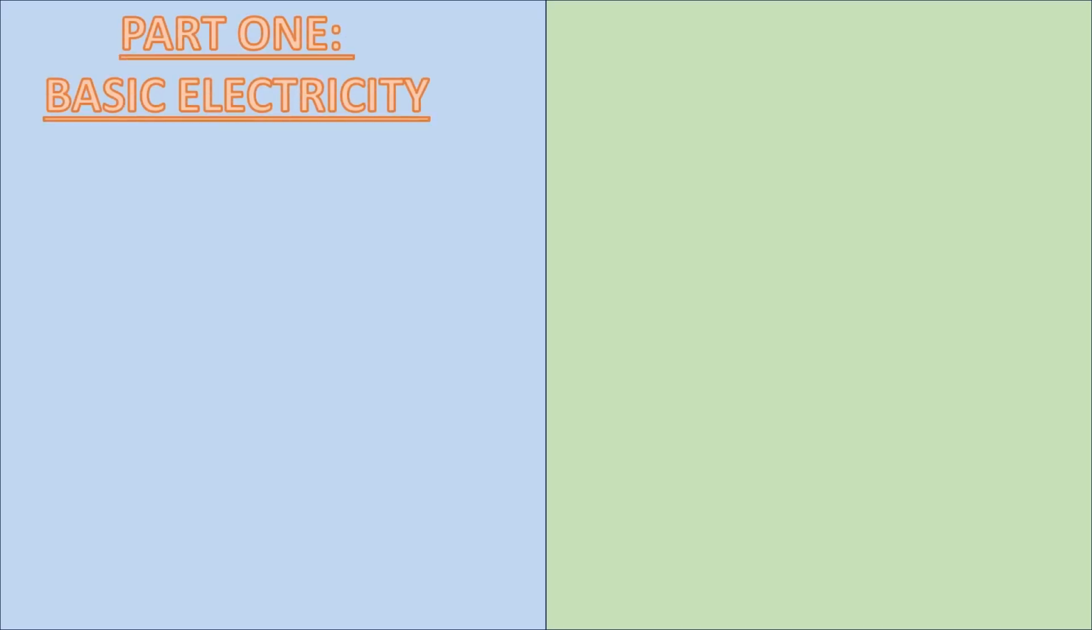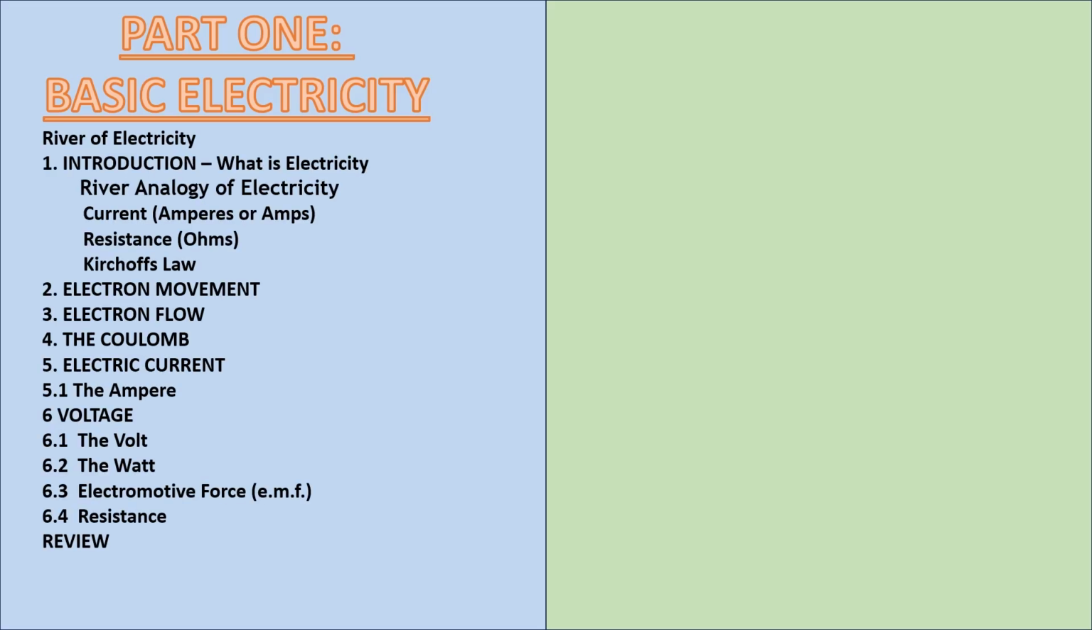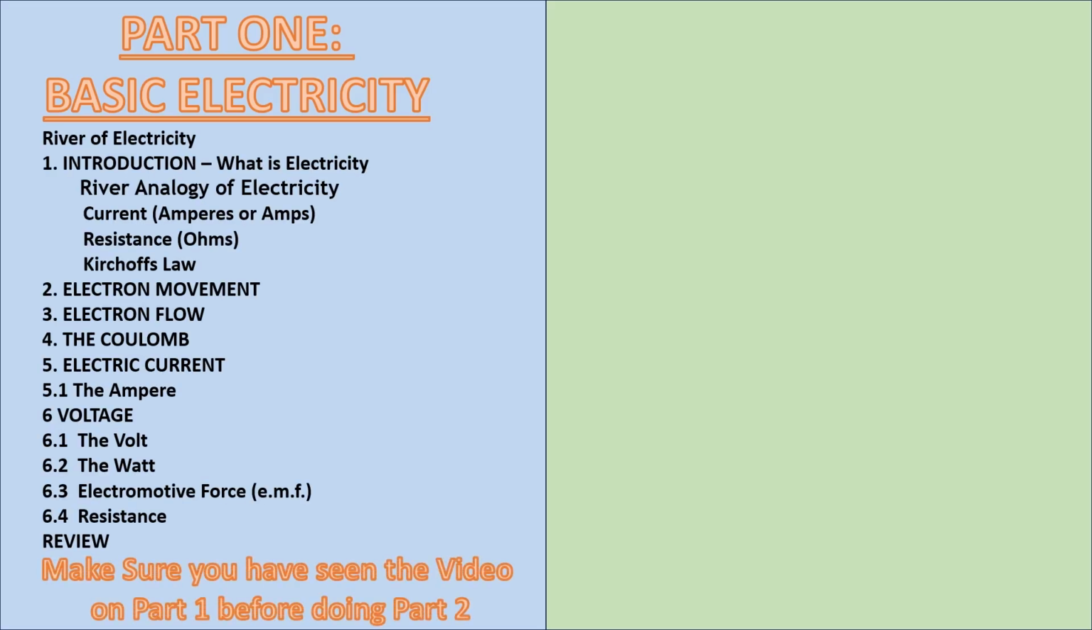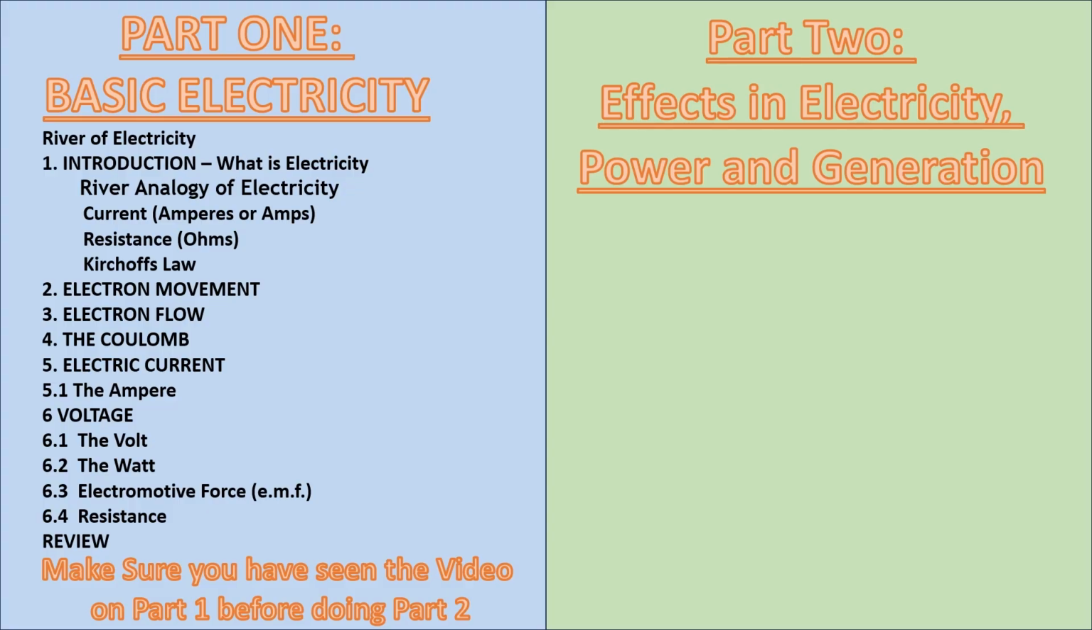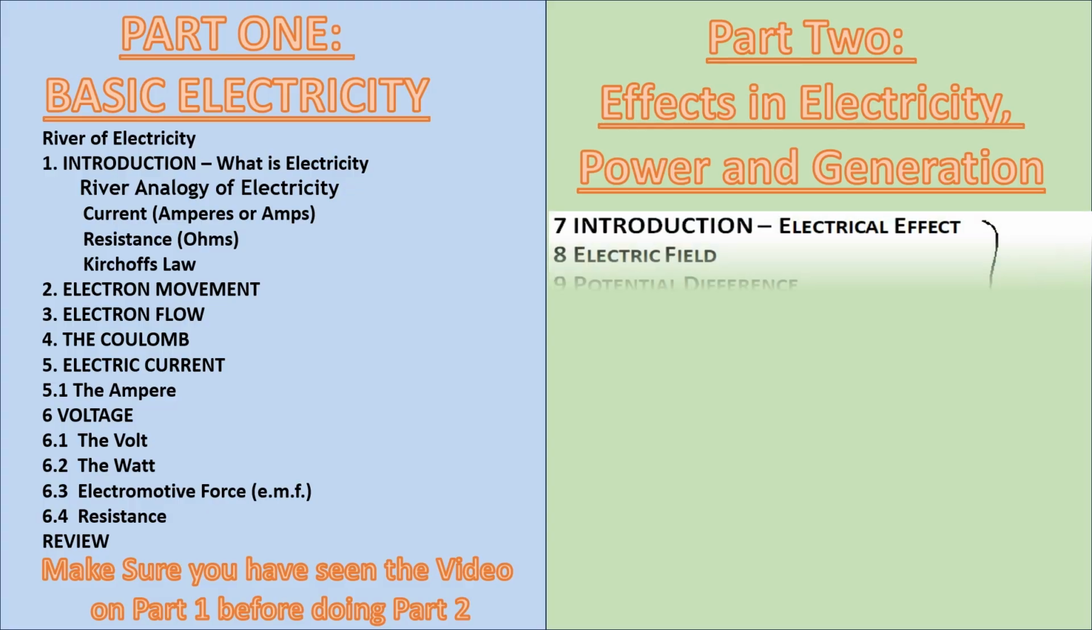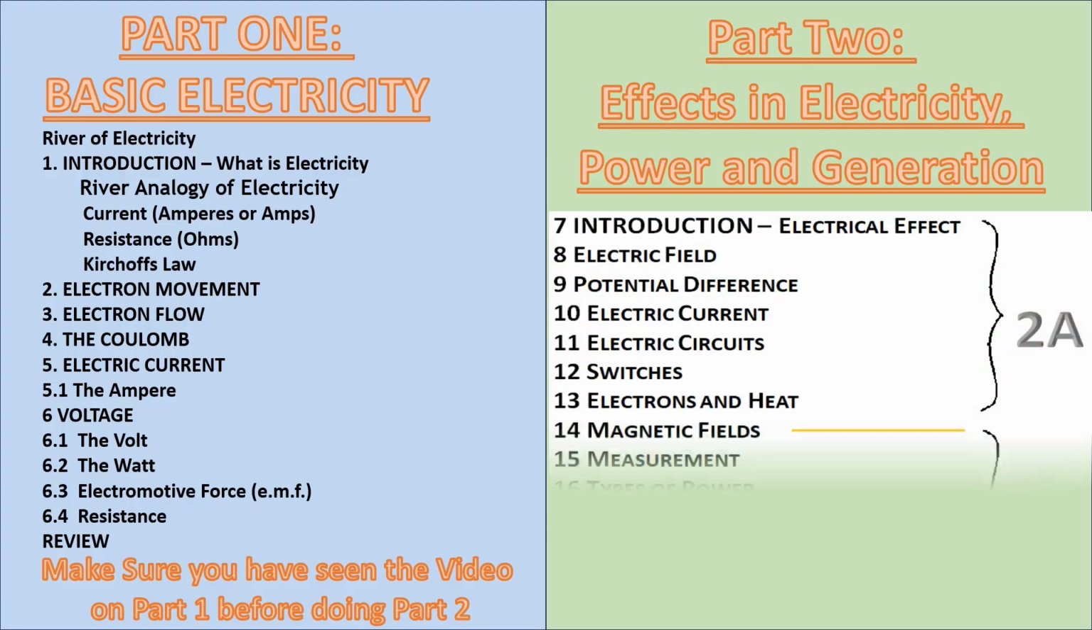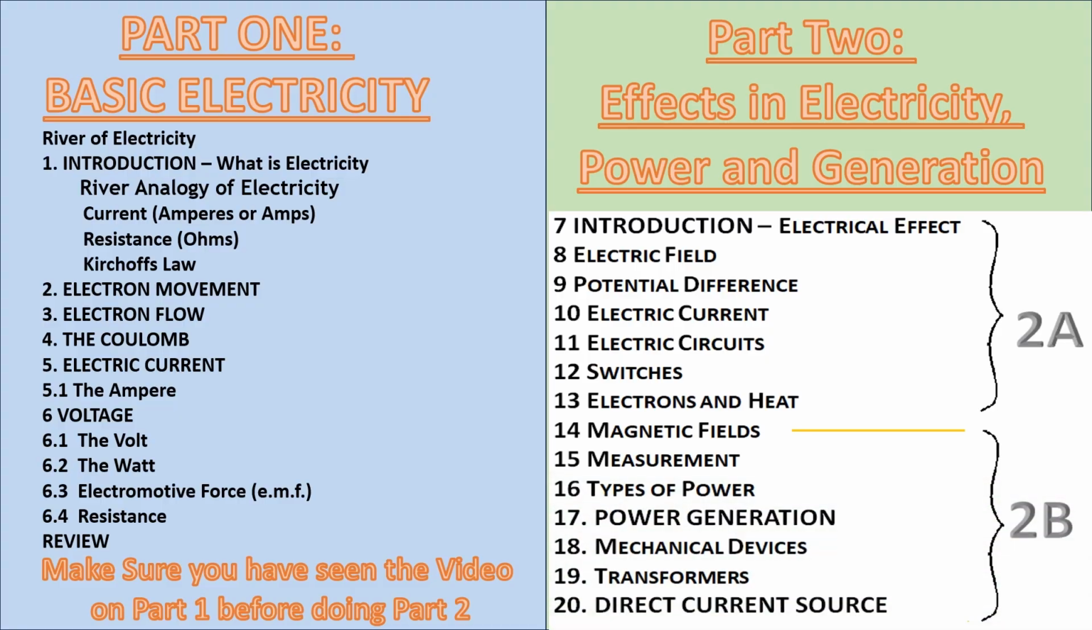In the first video on basic electricity, part 1, these are the different subjects that we covered. So if you haven't seen this video, please make sure you've seen the video on part 1 before doing part number 2. Part 2, the effects in electricity, power and generation. We've done part 2A, and today's lesson will be on part 2B from magnetic fields onwards.